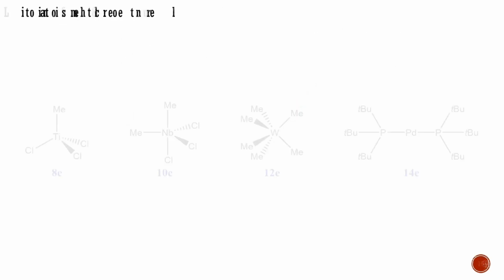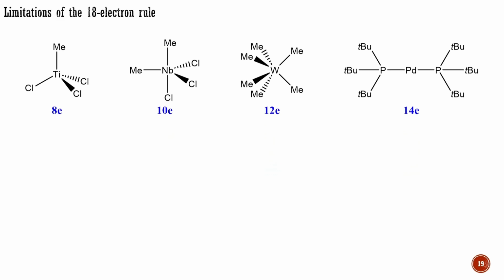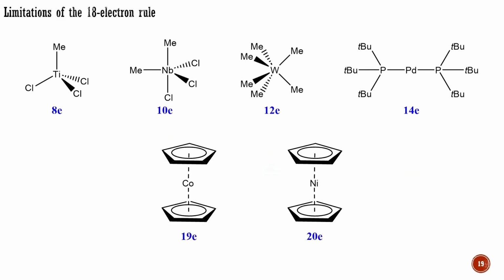Some isolable complexes have an electron count other than 18. Most non-18 electron structures have less than 18 electrons. Representative examples are methyl titanium trichloride with 8 electrons, dimethyl niobium trichloride with 10 electrons, hexamethyl tungsten with 12 electrons, and bis(tri-tert-butylphosphine)palladium(0) with 14 electrons. Much rarer are d-block complexes with more than 18 electrons. Examples include cobaltocene with 19 electrons and nickelocene with 20 electrons.